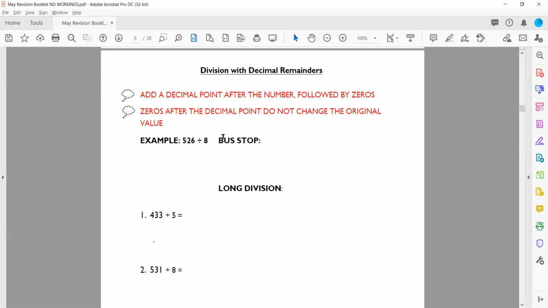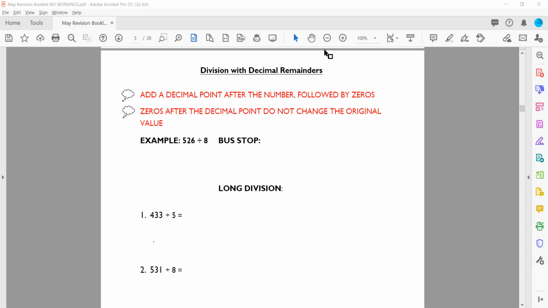So sometimes you will be required to divide with decimal remainders. So we're going to have a look at an example here. This will be when a number will not go into a number exactly. Obviously, you can divide with a remainder. You can divide and have a fraction, a mixed number answer. But more commonly, you will be dividing to give yourself a decimal answer.